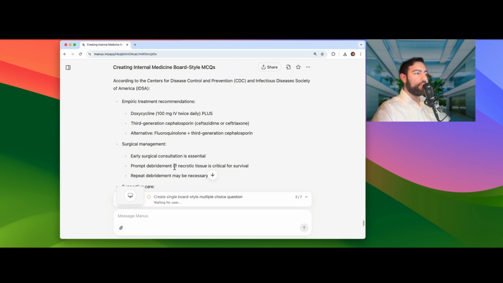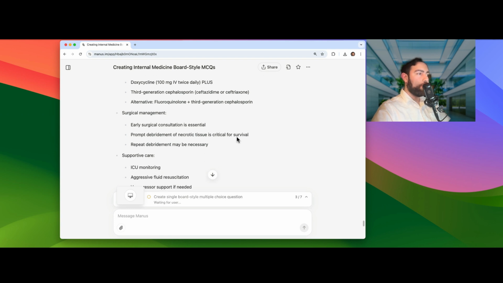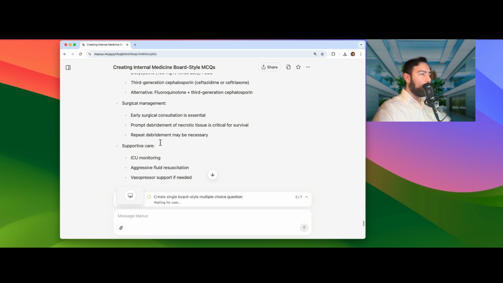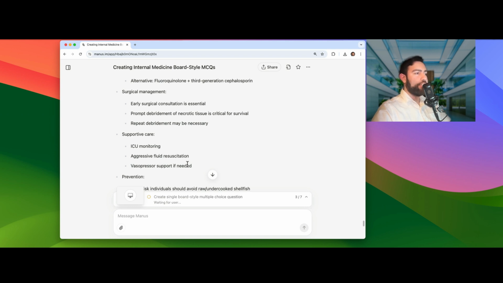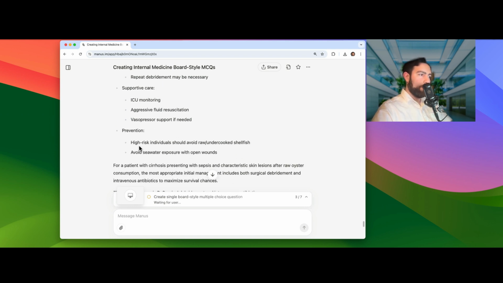Early surgical consultation is essential. Prompt debridement is very important for survival, and sometimes may require repeat debridements, which is very important to consider. For supportive care: always aggressive fluid resuscitation, vasopressors, ICU monitoring. High-risk individuals should avoid raw or undercooked shellfish. So let's say if you have end-stage liver disease or cirrhosis or hemochromatosis, or are immunocompromised for any reason, I would highly recommend these patients stay away from raw or undercooked shellfish and also avoid seawater exposure if they have open wounds. Very important.